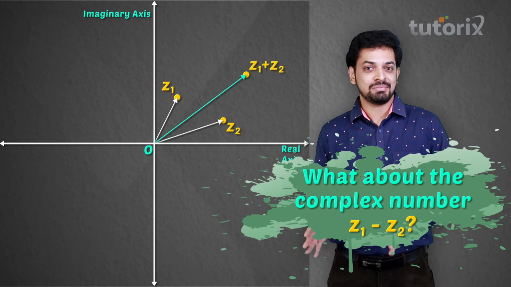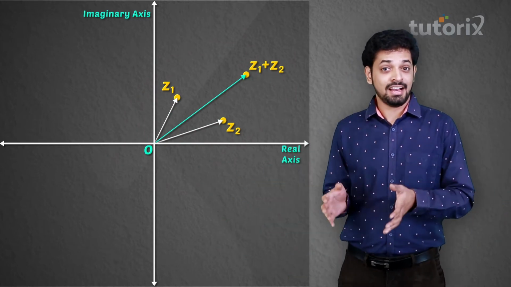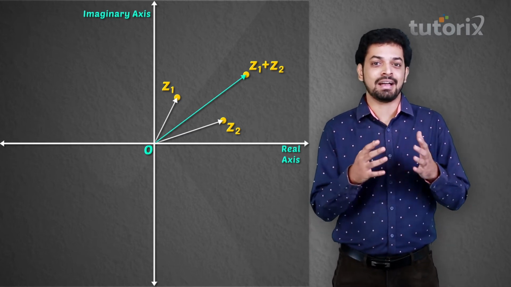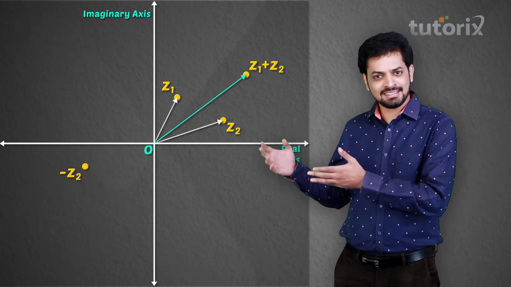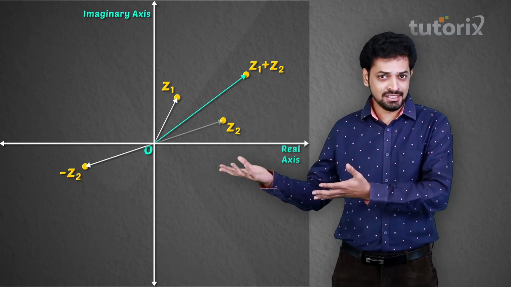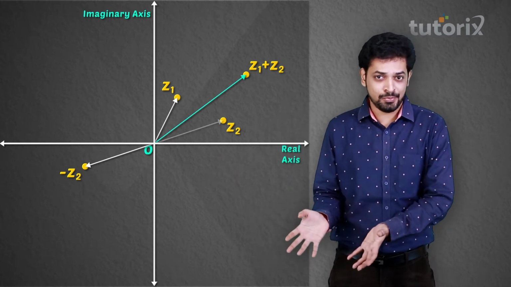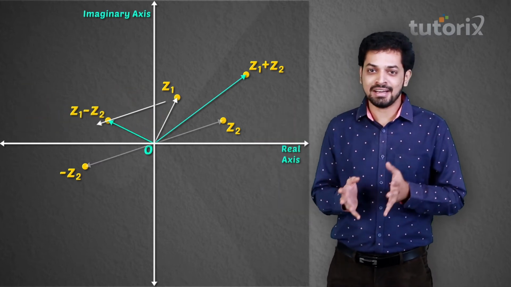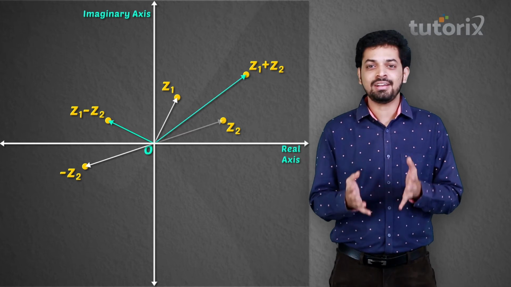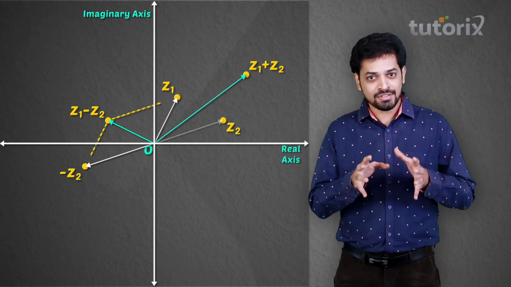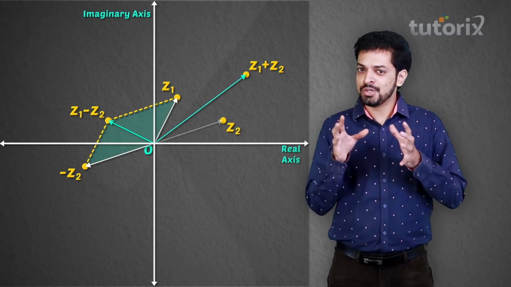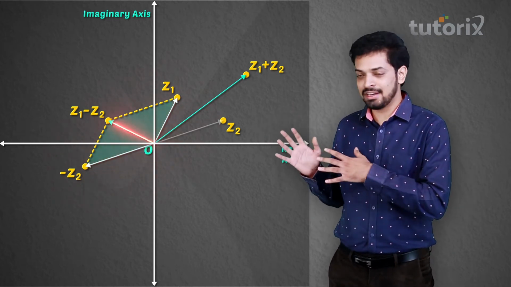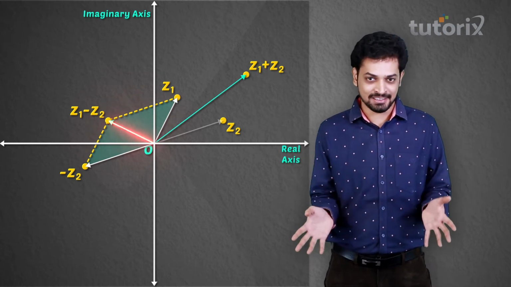Now what about the complex number z1 minus z2? For that, we have to find the vector z1 bar minus z2 bar. So first we need to find minus z2. Now minus z2 is a reflection of z2 about the origin. So this gives me the vector for minus z2. And then let me add that to z1 bar to get this vector z1 bar minus z2 bar. And the tip gives me the point z1 minus z2. Now observe that this also forms a new parallelogram with z1 and minus z2 as the adjacent sides, and the vector for z1 minus z2 acting as the diagonal.